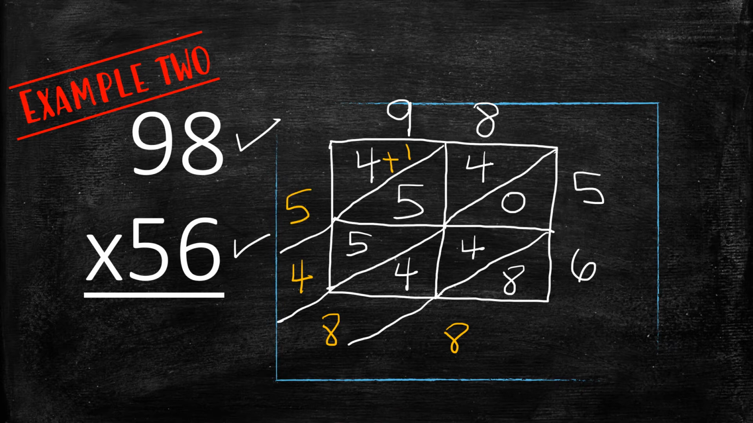So now we're going to line up our answer because we have 5, 4, 8, and 8. So our final answer is 5,488. See, that wasn't so bad.